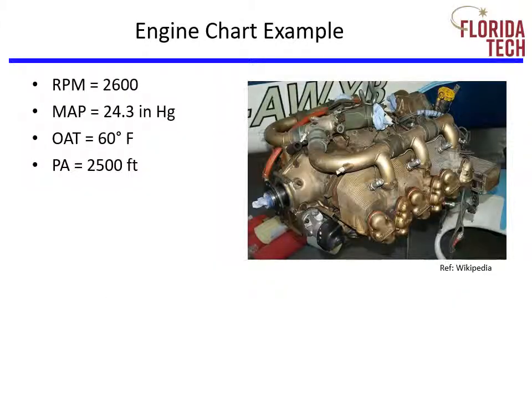The only way to get familiar with an engine chart is to run through an example. This will tell us the performance of the engine at a given flight condition. For this example, we'll use the Continental IO-360 at the following conditions: 2600 RPM, 24.3 inches of mercury of manifold pressure, 60 degrees Fahrenheit for outside air temperature, and 2,500 feet pressure altitude.